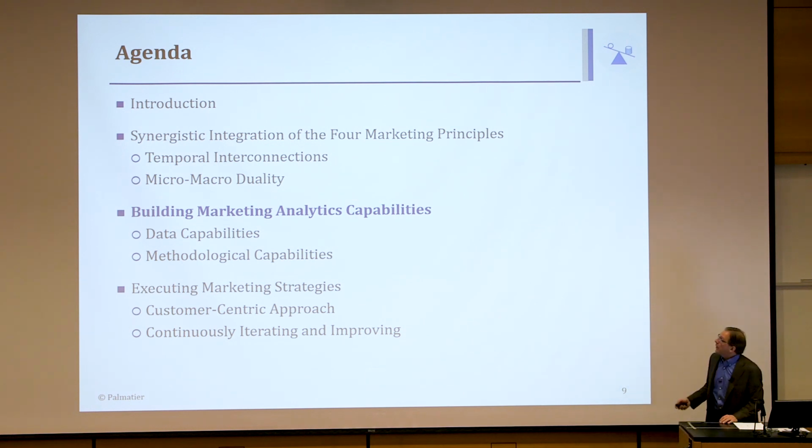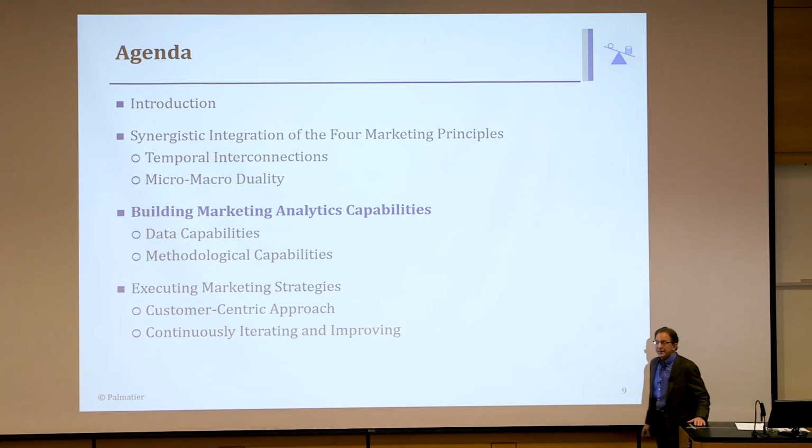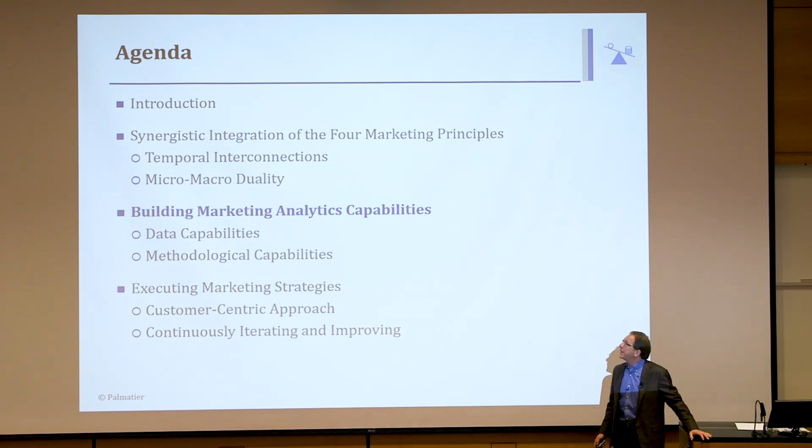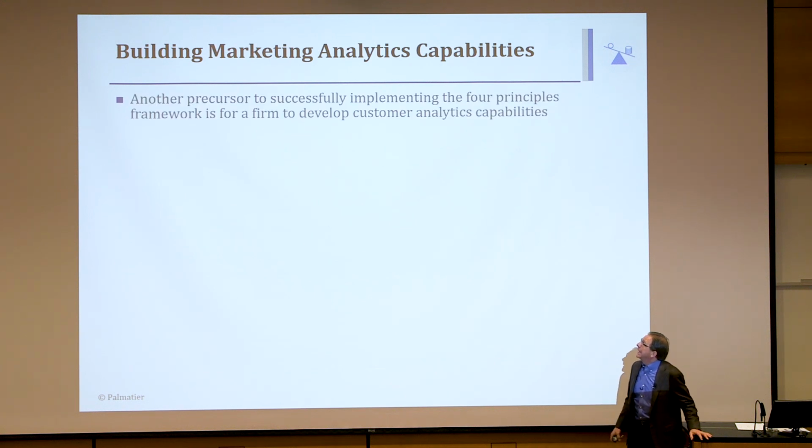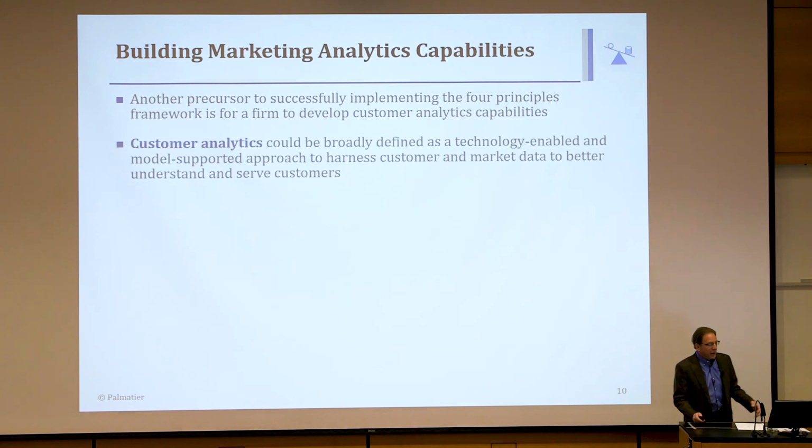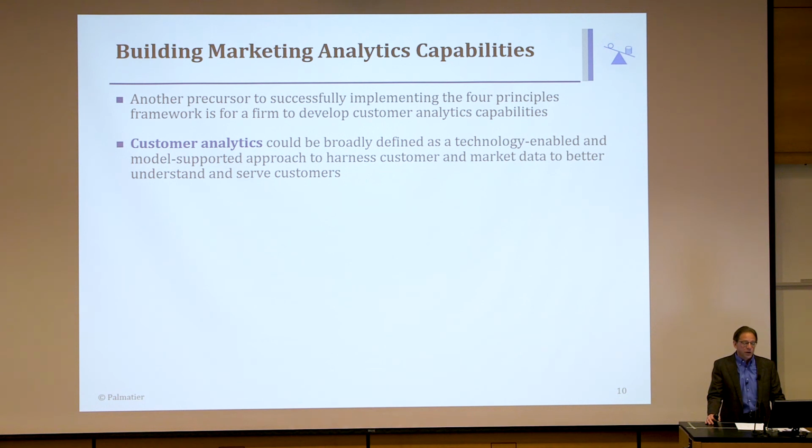Okay, the next thing I wanted to speak of is how to build marketing analytic capabilities, recognizing there's two parts to this, data and analysis capabilities. So first, building overall marketing analytic capabilities, we're going to look at customer analytics. I want to make sure everybody knows what that term means. It's pretty common. It could be defined as a technology-enabled and model-supported approach to harness customer and market data better to understand customers and serve them better.